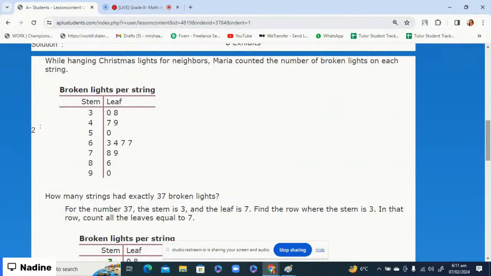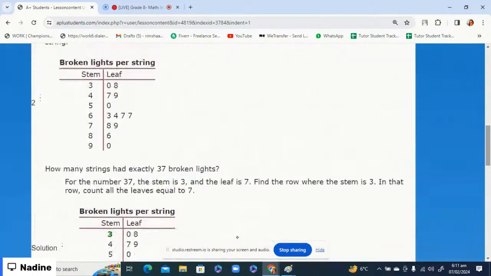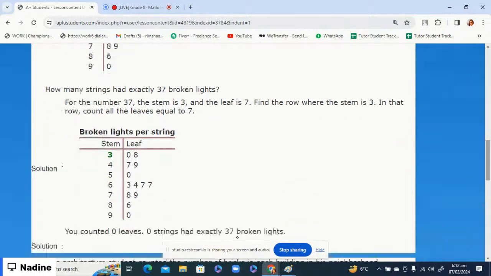While hanging Christmas lights for neighbors, Maria counted the number of broken lights on each string. Stems and leaves are given. How many strings had exactly 37 broken lights? Check the column of 3. There is 30 and there is 38. We are finding the number of exactly 37. Is there any? No. Basically there are zero strings, because there is 30 or 38, but not exactly 37 in any of them.